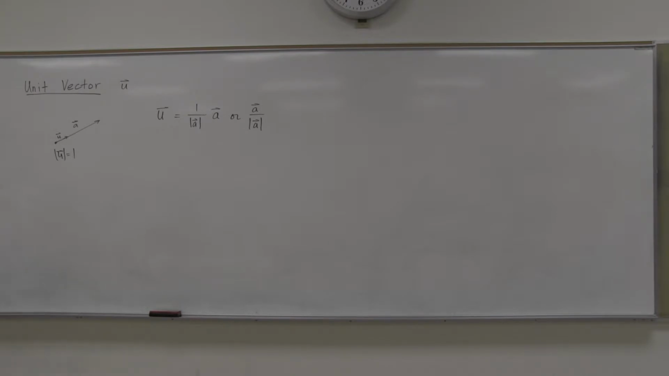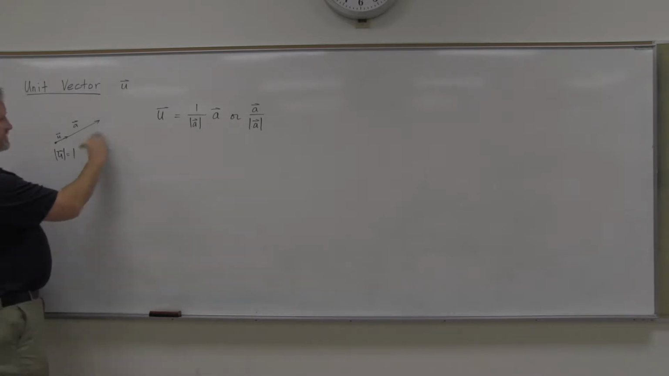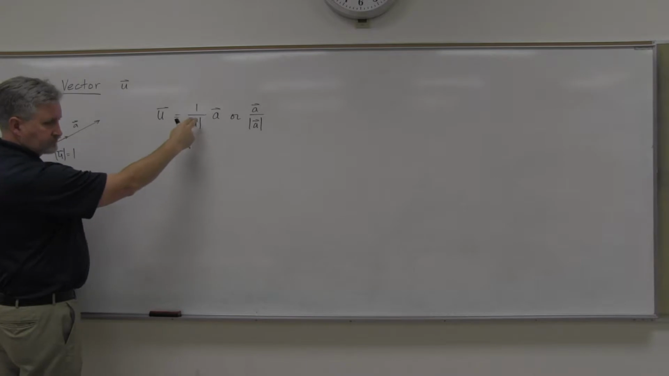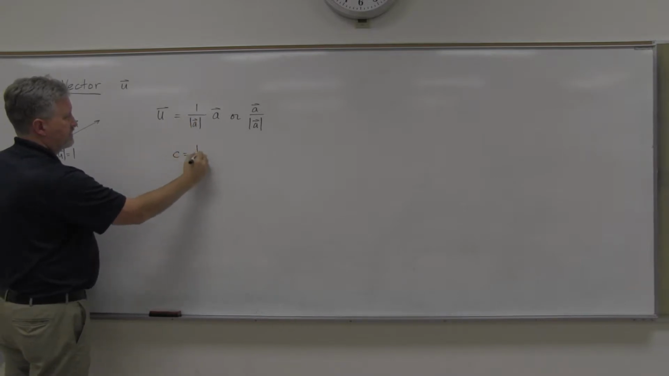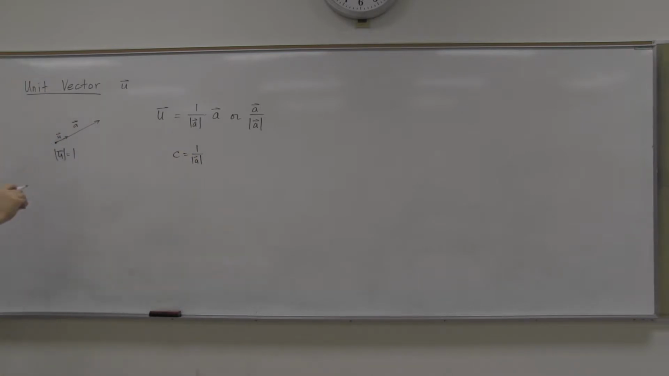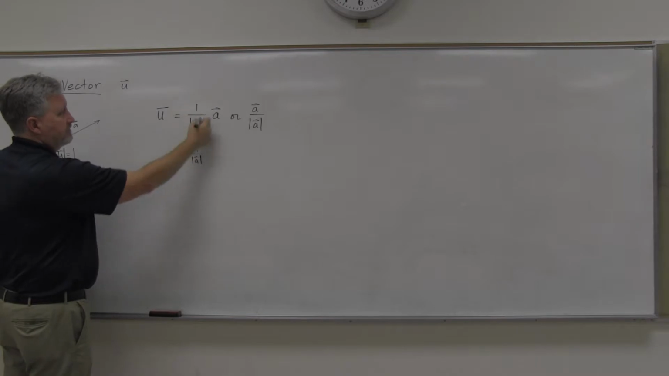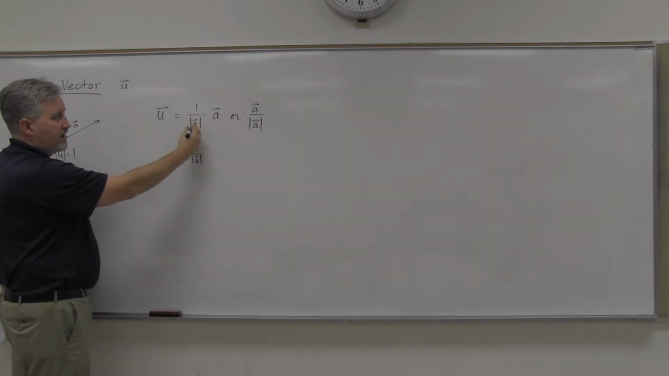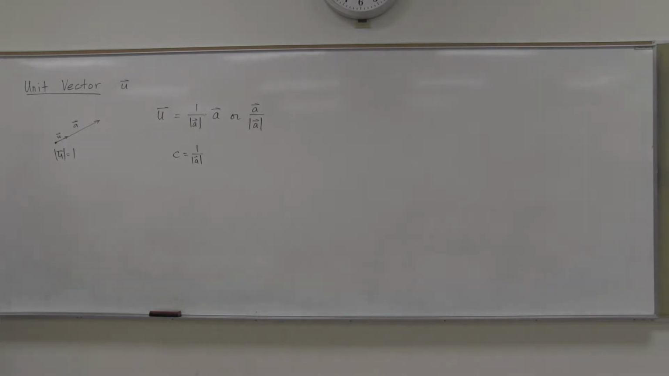That's easy enough to show. We know it's in the same direction, because we just let C be 1 over the magnitude of A. That's just a number, so that's our scalar amount. All we're doing here is multiplying A by C, a scalar, and we know that multiplying by a scalar keeps the same direction as the particular vector.